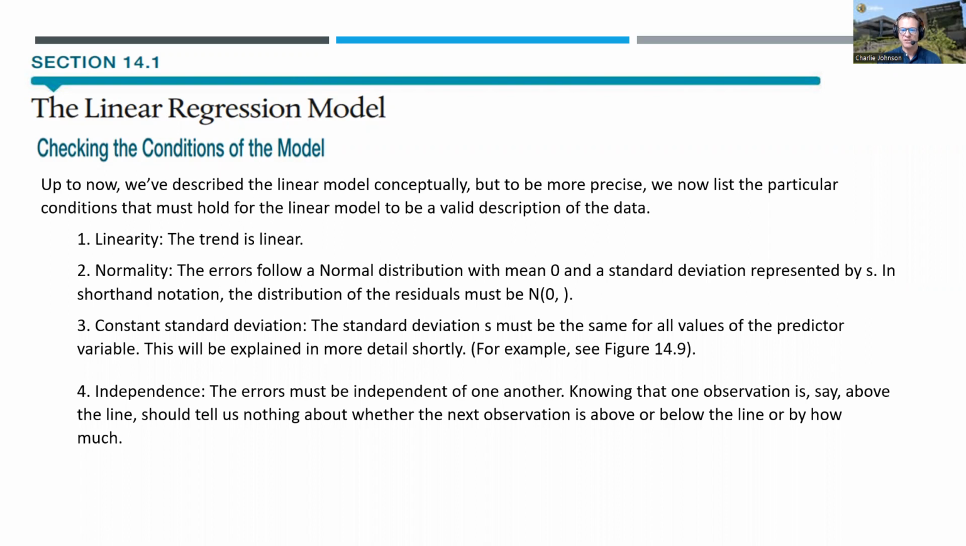Number three, constant standard deviation. The standard deviation sigma must be the same for all values of the predictor variable. This will be explained in more detail shortly. And for an example, you can see figure 14.9 in the textbook.